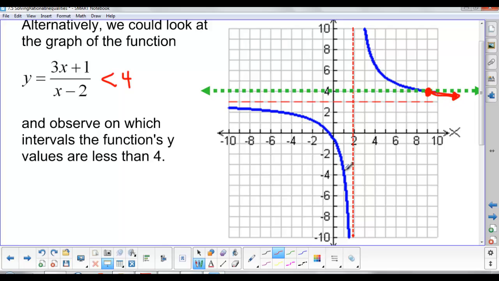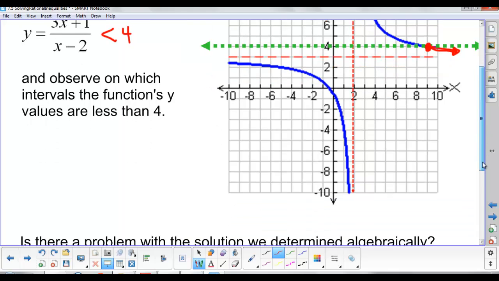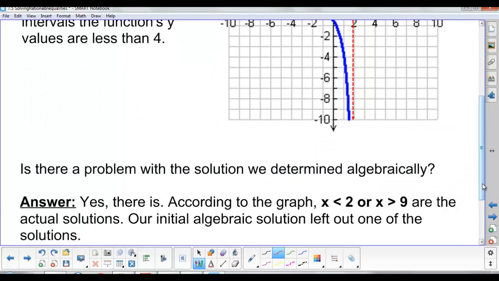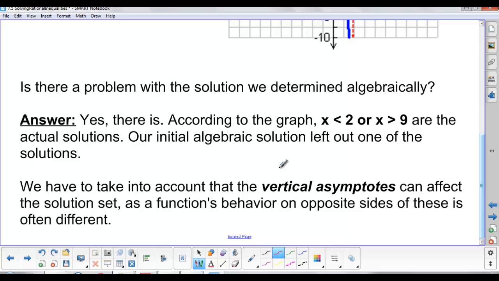But take a look at the left side of this function. We have a whole chunk of this function that is definitely below the value of 4. So when we solved this inequality using the method from yesterday's lesson, we actually end up missing some solutions. We miss the solution when x is less than 2. So we have to take into account any vertical asymptotes that can affect our solution set.